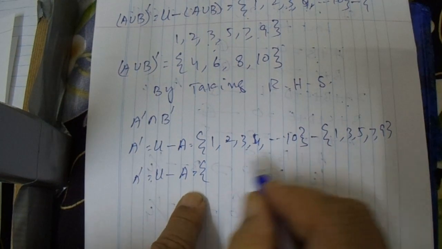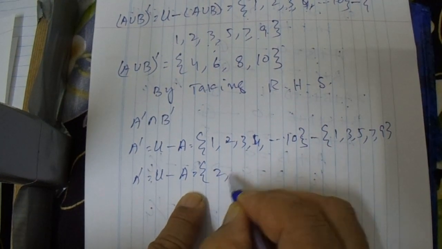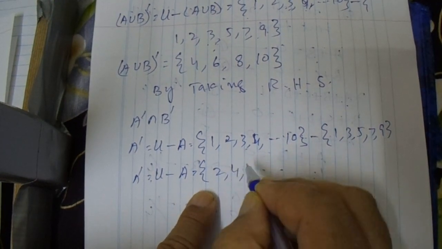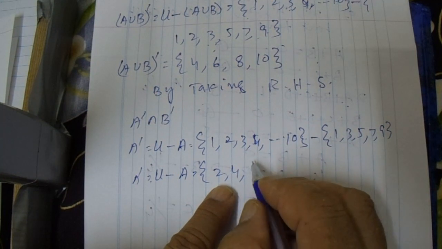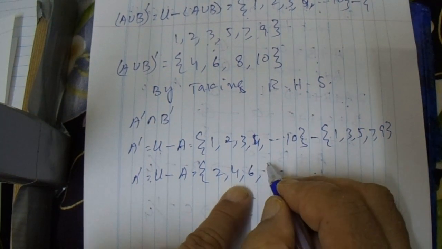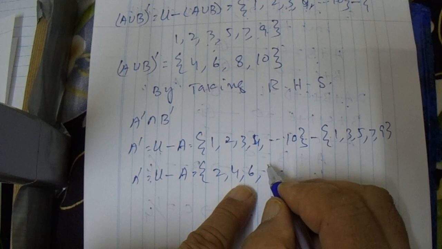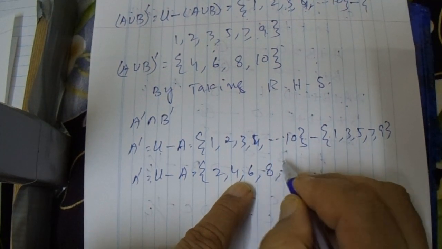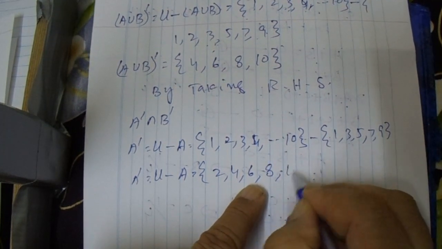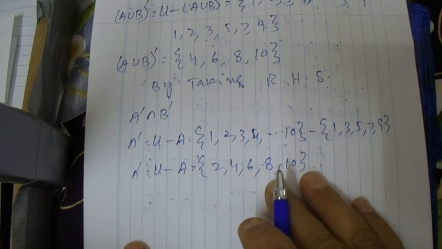We don't write 1. 2 is right. 3 not, 4 is right. 5 not right. 6 is right. 7 don't write. 8 right. 9 don't write, and 10 right. Now this is the A complement.